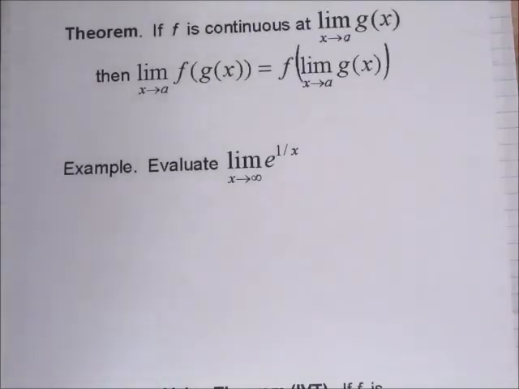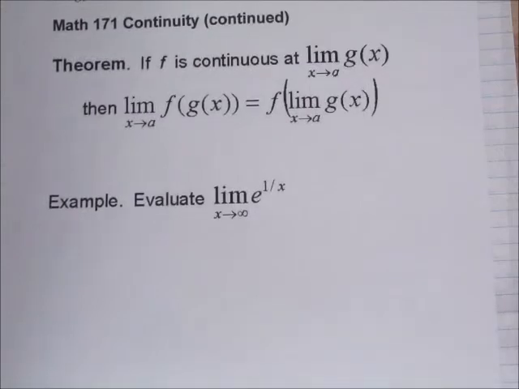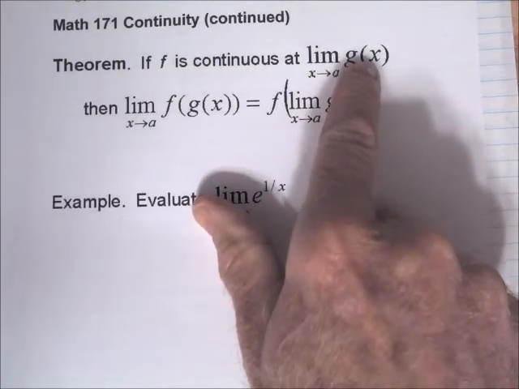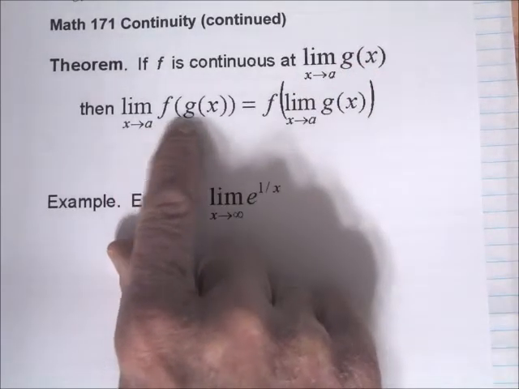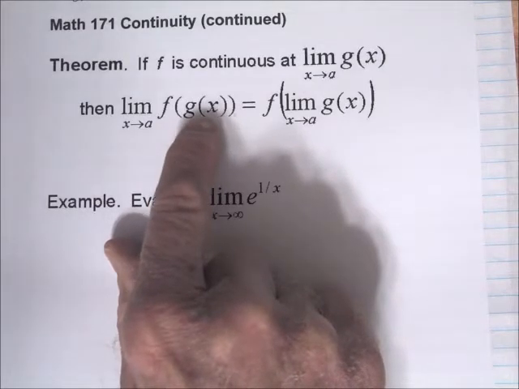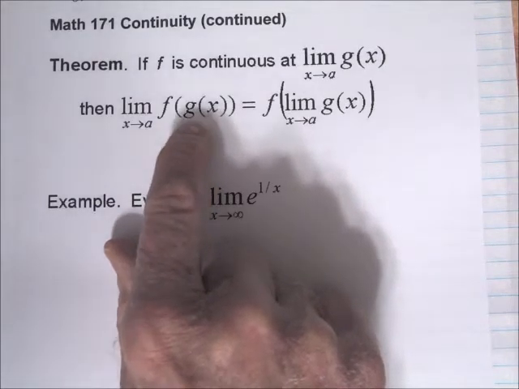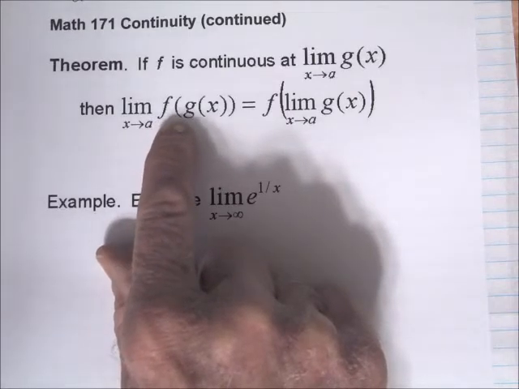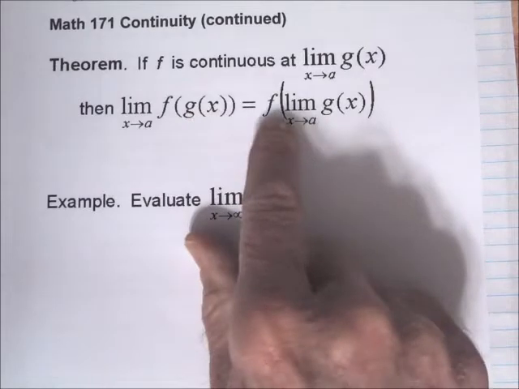Okay, so here's another theorem, and this will be very useful to us. If f is continuous at the limit as x goes to a of g of x, then we can take the limit inside the function. So the limit of f of g of x is equal to f of the limit of g of x.